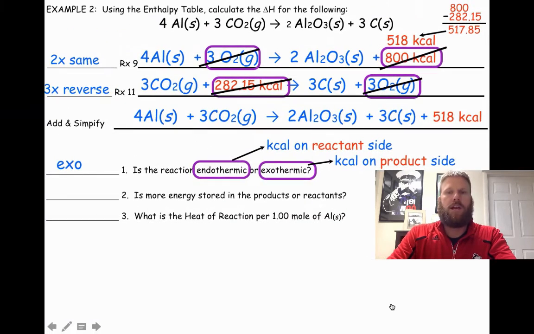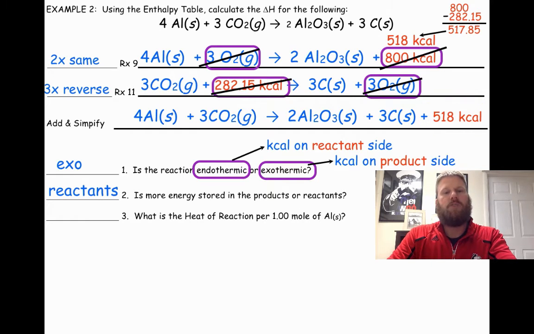You can also think about this in terms of the law of conservation of energy. Look, energy must be added to the product side just so that the products have the same amount of energy as the reactants. So the reactants have more energy. This will always be the case for an exothermic process.